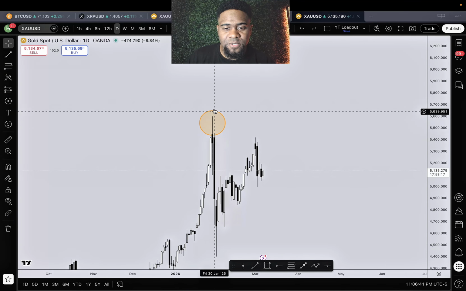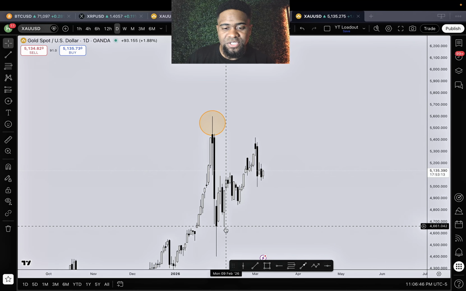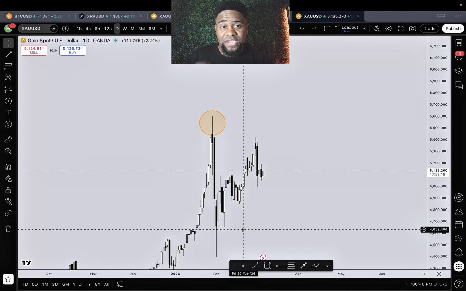This is a wick. This is a brick. This is a wick. You're seeing these big wicks. Those are other candles on a smaller time frame.